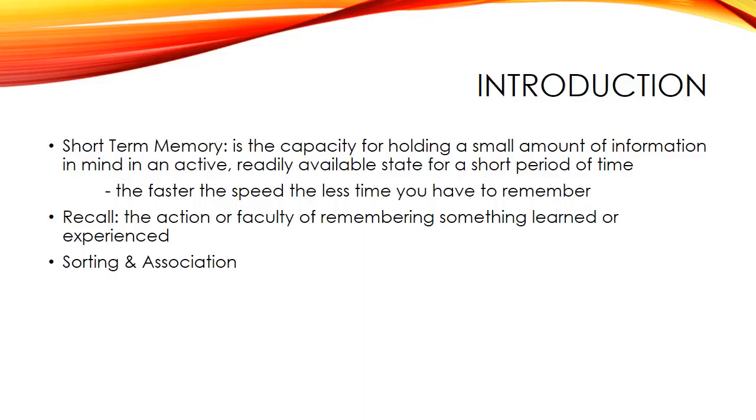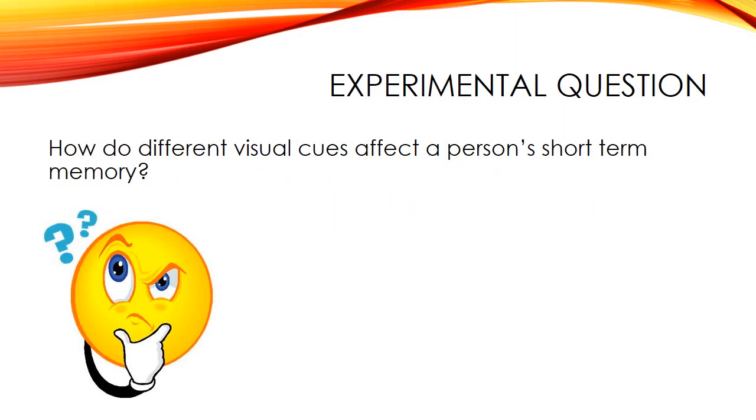In our experiment, both these techniques were relevant because our participants were exposed to situations in which chunking was always available and in which association was either available or not. Our experimental question fueling our research was, how do different visual cues affect a person's short-term memory?